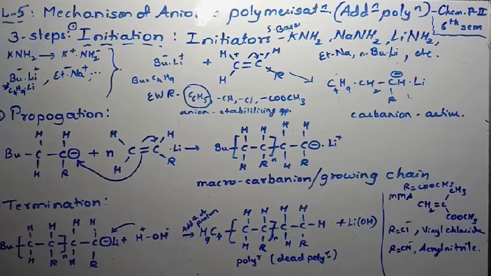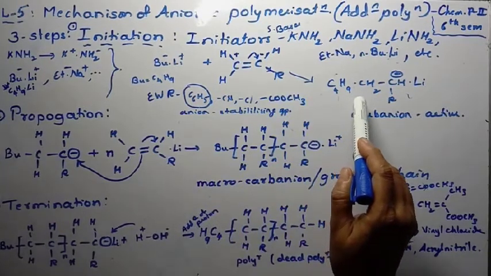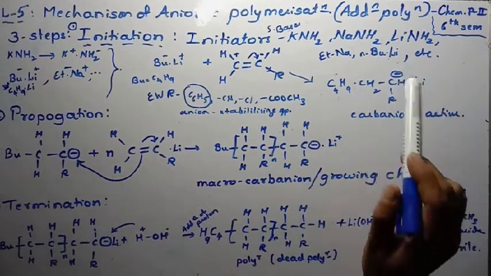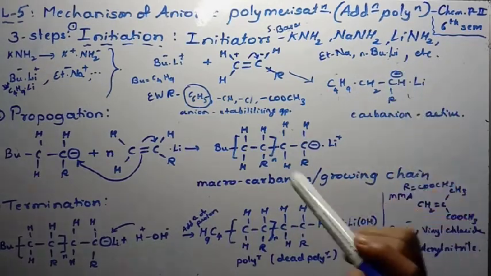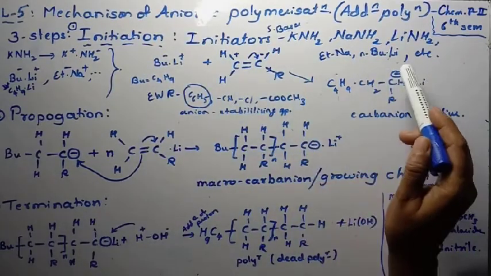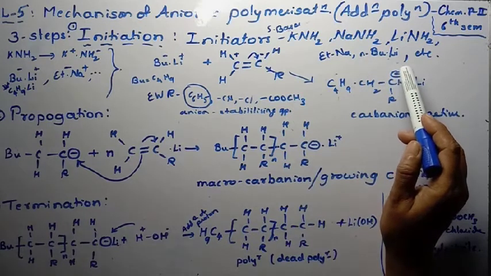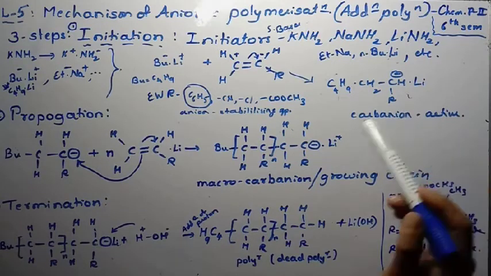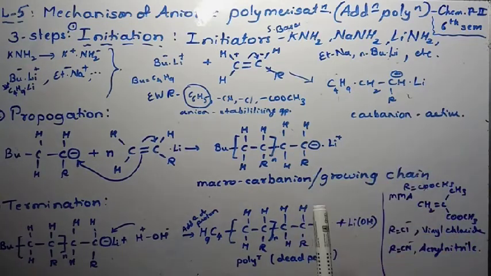So now with this, we'll move on to a few differences between cationic and anionic polymerization. Under cationic polymerization, the propagating reactive species is the carbonium ion, which carries a positive charge. But in the case of anionic polymerization, it is a carbanion. That means the positive charge is propagating in cationic, and here the negative charge is propagating in the form of a carbanion.